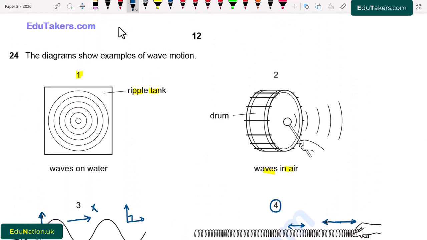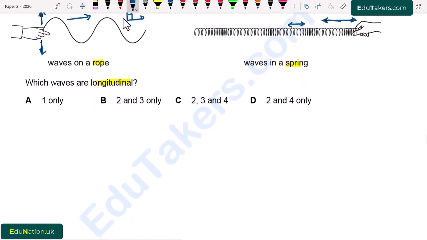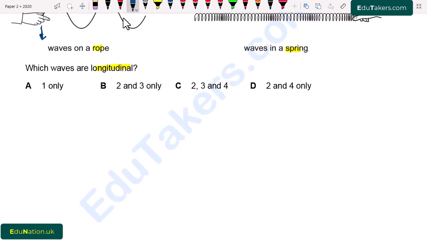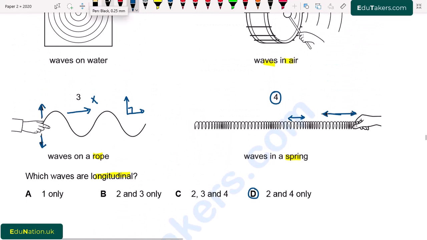Again, the waves on the water are not longitudinal. The waves in the air are basically longitudinal waves. So from here, A 1 only, B 2 and 3 only, C 2, 3 and 4, D 2 and 4 only. So from here, D option is correct, because waves in the spring and waves in the air, both of these are longitudinal.